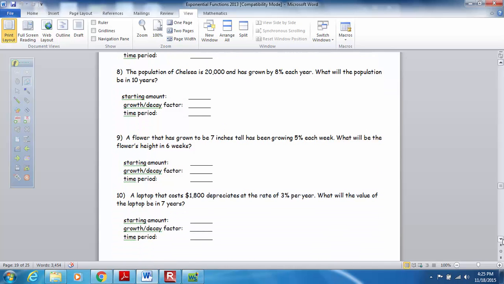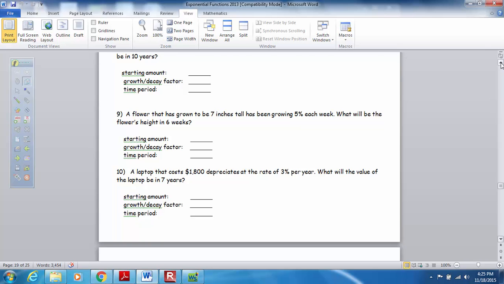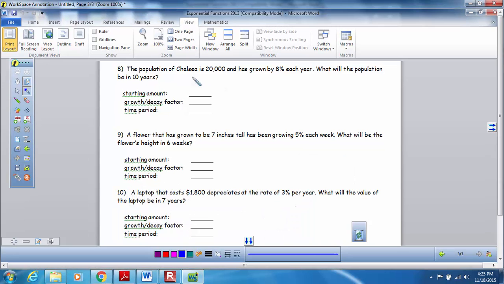Let's look at number 8. It says the population of Chelsea is 20,000 and has grown by 8% each year. What will the population be in 10 years? So if the population of Chelsea is 20,000 right now, that's what we would want to write down. That's our a. Then we would want to write down how much it grows or decays. Since it says it grows, that would be growth, and that's our b. So by 8%, if it's growing, we have to add this decimal, which would be 0.08. So we would add 0.08 to 1 and get 1.08.